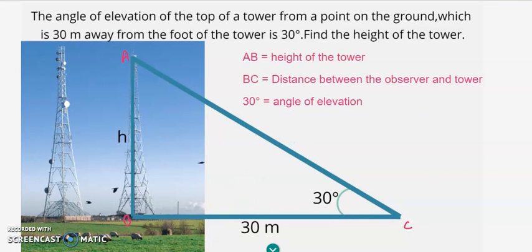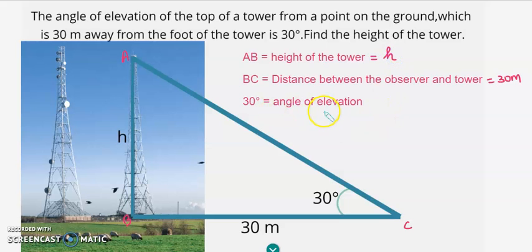As you can see here, the question says the angle of elevation of the top of the tower from a point on the ground which is 30 meter away. The point on the ground is 30 meter away from the base of the tower. So the distance between the observer and the base of the tower is represented by BC, and that is given as 30 meter. The height of the tower is AB, which we have taken as H.